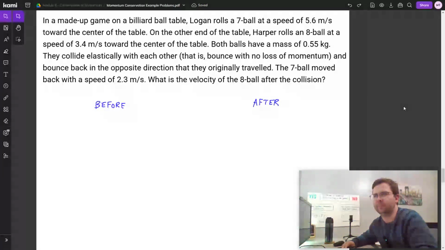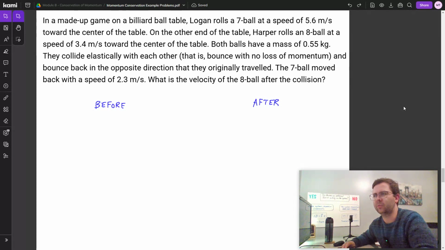So let's get started. In a made-up game on a billiard ball table, Logan rolls a 7 ball at a speed of 5.6 meters per second toward the center of the table. On the other end of the table, Harper rolls an 8 ball at a speed of 3.4 meters per second toward the center of the table. Both balls have a mass of 0.55 kilograms. They collide elastically with each other.